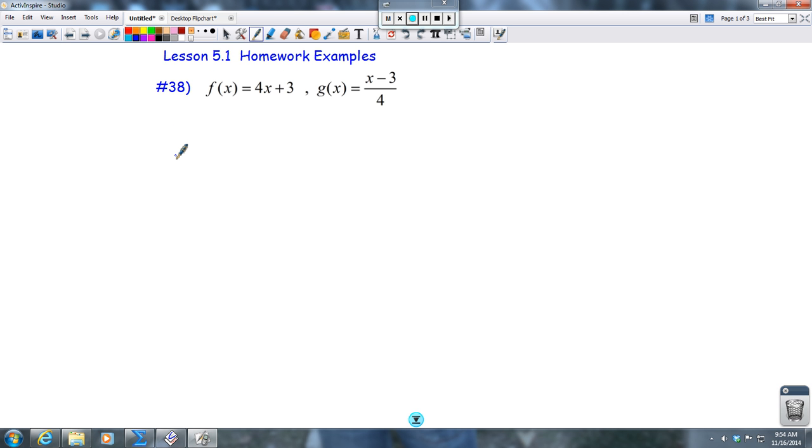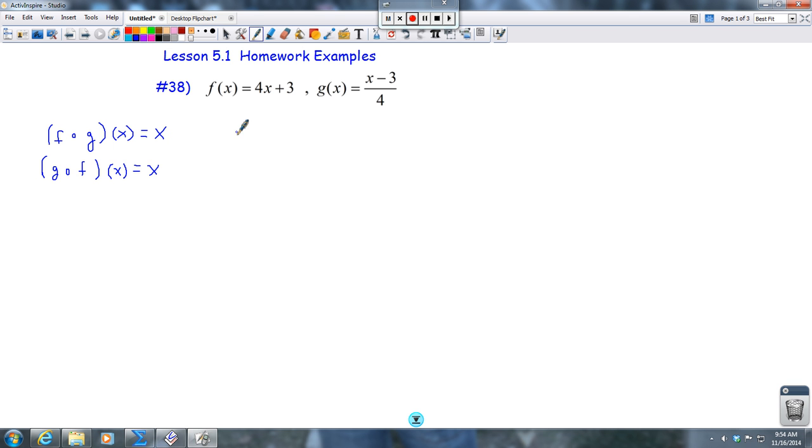Number 38 says, in the directions, use the definition of inverse functions to show analytically that f and g are inverses. If you're going to show that f and g are inverses, then you're going to show that f circle g of x turns out to be x. And you've got to do it the other way too, which is g circle f of x, which also equals x. So you've got to show both directions.